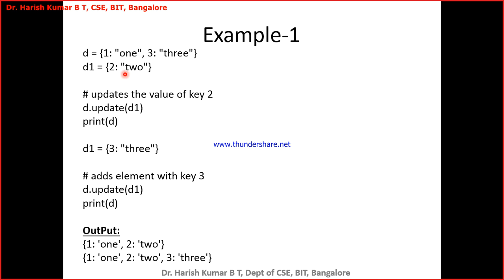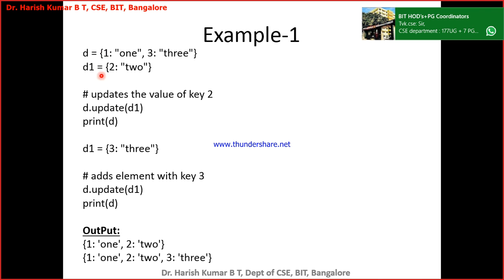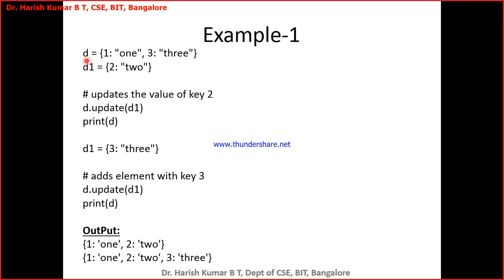So these are my two dictionaries now. Now I want to update the key value pair of dictionary D1 to the dictionary D. What do I do now? I do it like this. I'm invoking update on the D, and I'm passing this new dictionary D1 as argument to update.